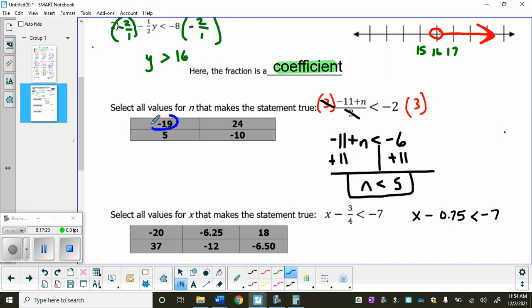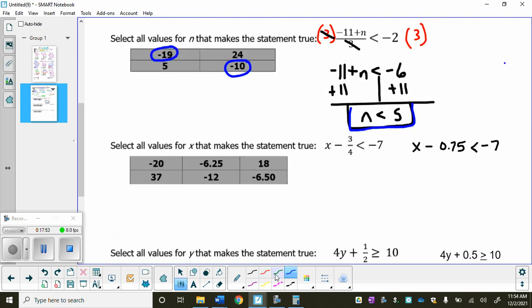A negative number is certainly less than a positive. Here's another negative number. Now 24 we're not going to pick, and 5 we're not going to pick because those values are not less than 5. Okay? So notice if you have this type of problem, you still just solve it as is. And then based on the answer over here that shows all possible solutions, you come over here and just pick a few.